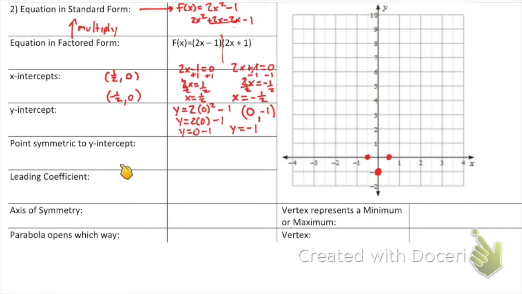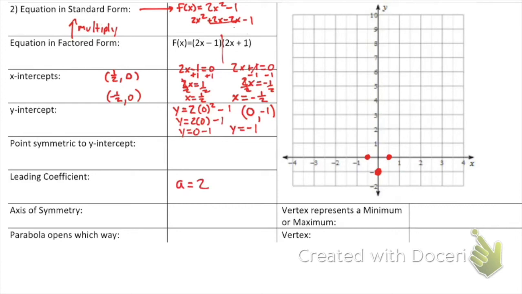Before we answer this, we want to find our axis of symmetry, but let's just go down the list. So we can skip this like we did before. Our leading coefficient, what is our A value up here? Our A value is 2. So our leading coefficient is our A value, which is 2.